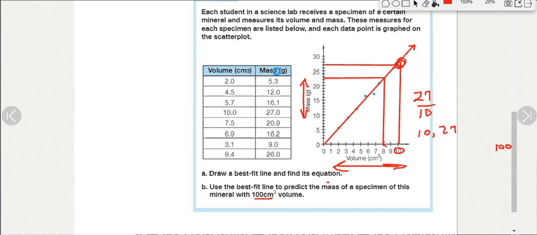Well, then if x is 100 and if it follows a trend, what could we say the y might end up being? It's going to be somewhere way up here. Well, then I'd expect that to be also, what's the constant factor? It's times 10. So just multiply this by 10. So I'd expect the mass to be, I don't know, 270 grams. You follow me? When it's 100 centimeters cubed.